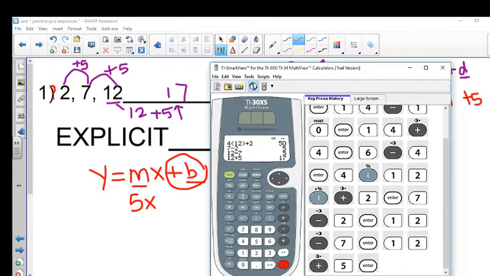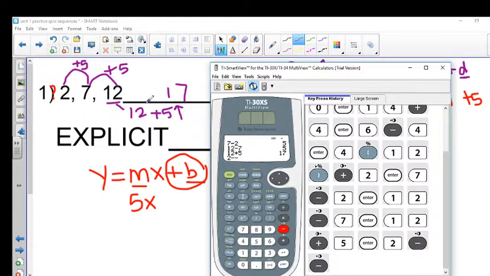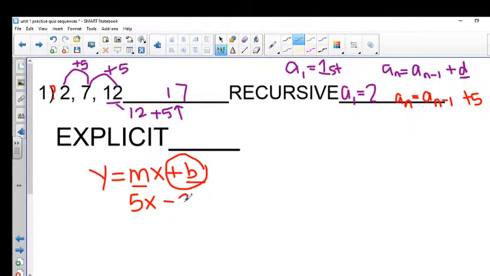So what we do this time, we take our first term, subtract it from what our difference was. I did it too much. So it should have been 2 minus 5. And this time we get negative 3. So let's just say we want to find the 5th term. That's easy enough. So let's use our formula. 5x minus 3.